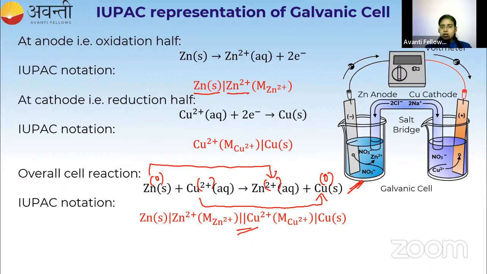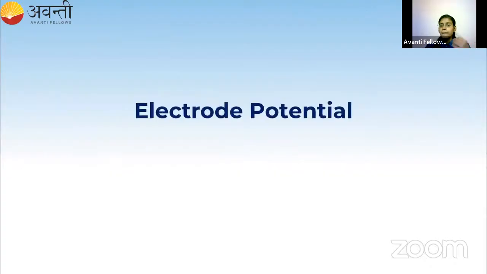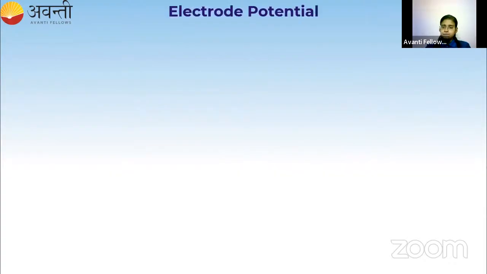Shall we go for the next topic? So this is all about the galvanic cell: the galvanic cell setup, the information about the galvanic cell, and the IUPAC representation of a galvanic cell. Very good. Now let's move on to the next topic, which is electrode potential.